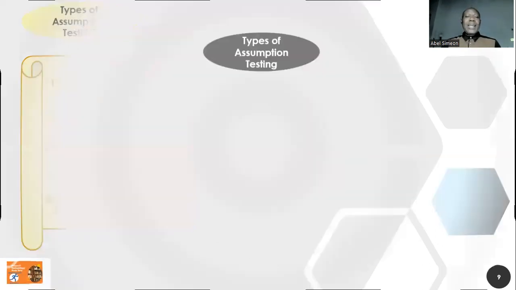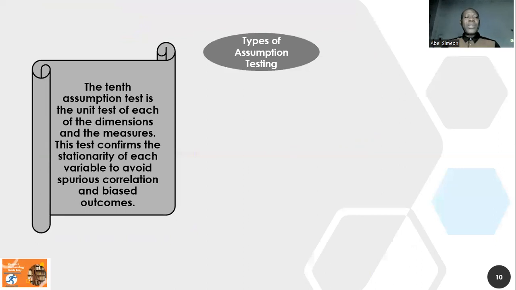The 10th assumption test has to do with unit test. Unit test of all of them, of all the weather measures and the measure of the dimensions have to be considered. The unit test checks out for the stability of the variables. Are the variables trusted? Are they the ones that can swindle, that are very inconsistent? Are they consistent? Are they very stable? So this test confirms the stationarity of each variable to avoid spurious correlation and biased outcomes.